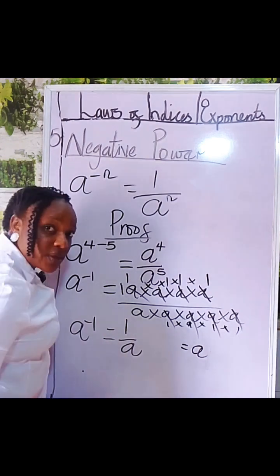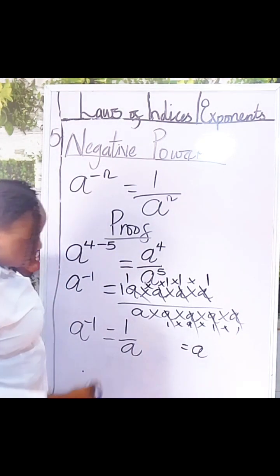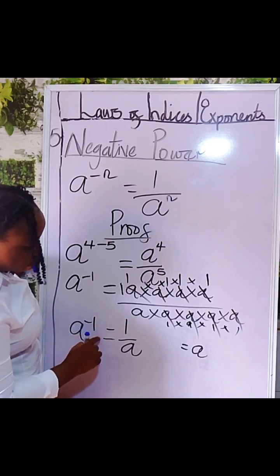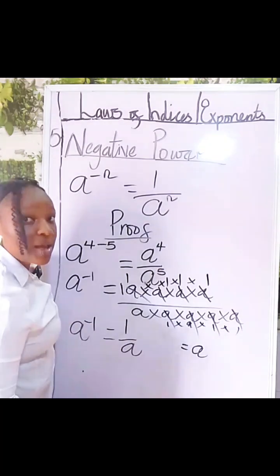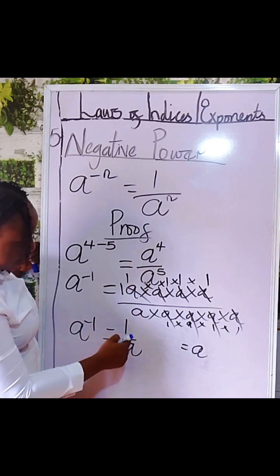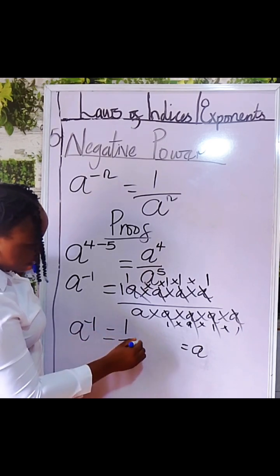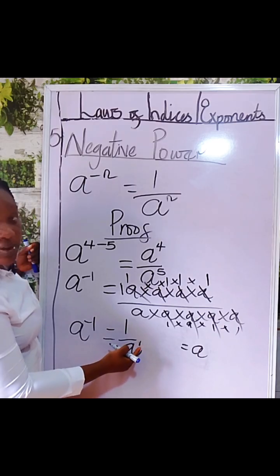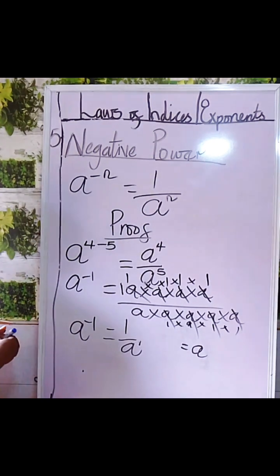I hope you are not confused. Very good. So with this we have proven that any number raised to power minus 1 will give us 1 over the number. Understand? Have you seen it? Then the power becomes positive. Very good.